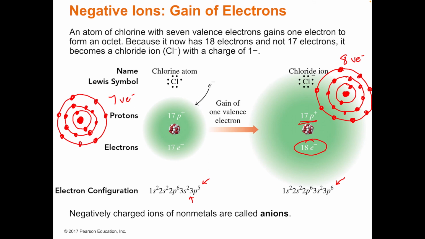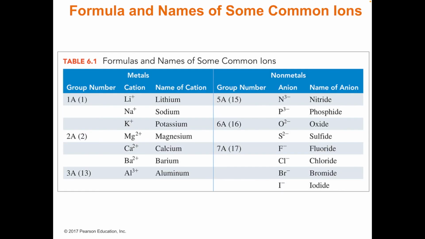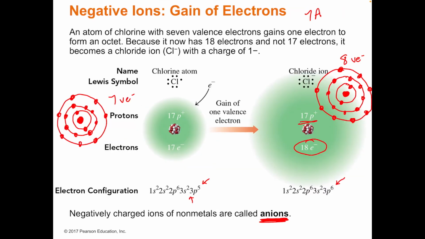So again, I think it's a little bit easier to see this with the nonmetals than it was with the metals because it's just going into that valence shell. And remember, negatively charged ions of nonmetals are called anions. So chlorine was in group 7A, so it gained 1 electron to get to 8, because we know if it's in group 7A, it has 7 valence electrons, so it just needs to gain 1 more to get to 8. There's another pattern here, and I'll talk about it before we go to the next slide.